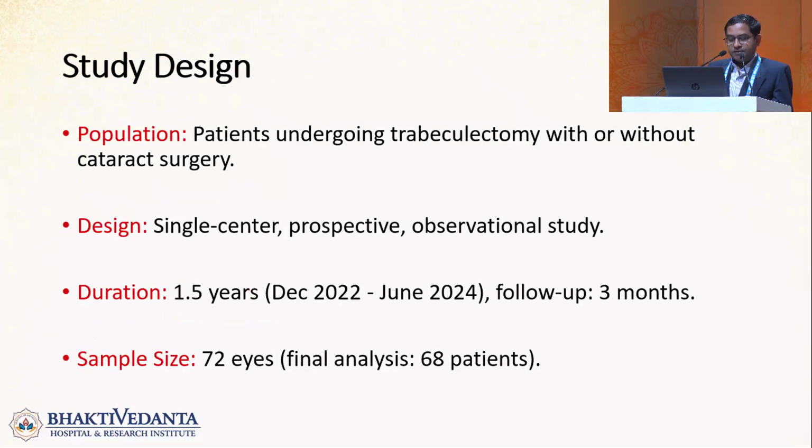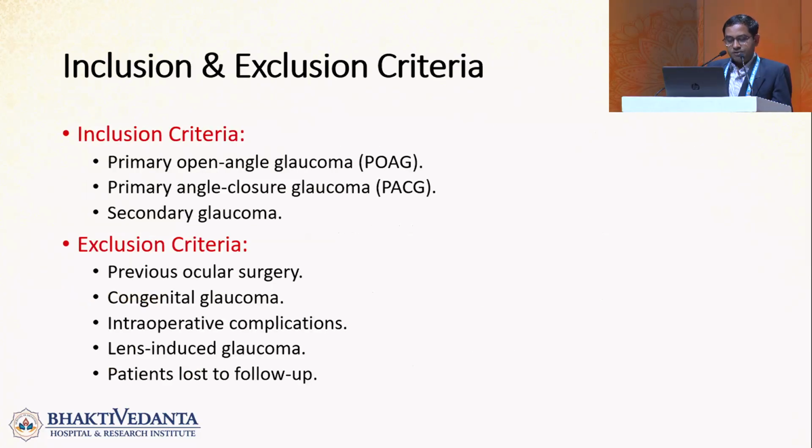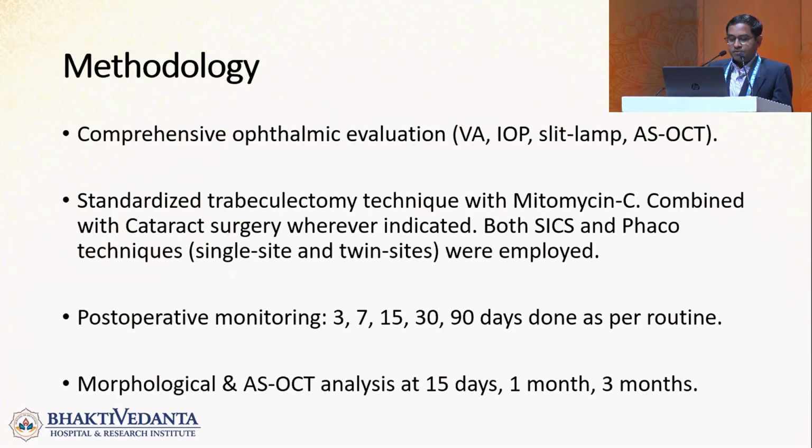This was a single-center prospective observational study conducted over 1.5 years, including 68 eyes of patients with POAG, PACG, and secondary glaucoma. These were our inclusion and exclusion criteria. Patients underwent standardized trabeculectomy with mitomycin C, and in some cases combined cataract surgery, both by single site as well as twin site techniques. We performed comprehensive ophthalmic evaluations, graded blebs using the Indiana Bleb Appearance Grading Scale, and conducted AIOS2025 imaging at 15 days, 1 month, and 3 months post-operatively.